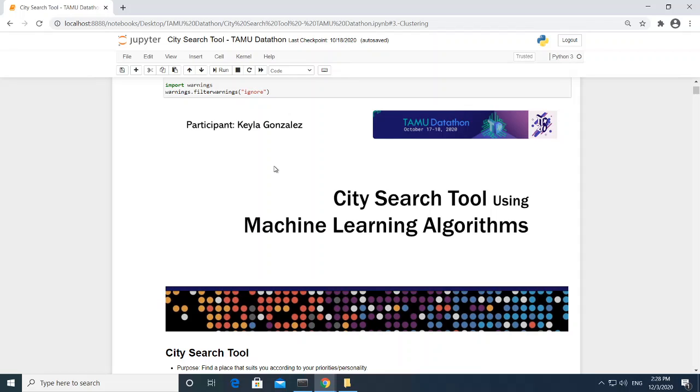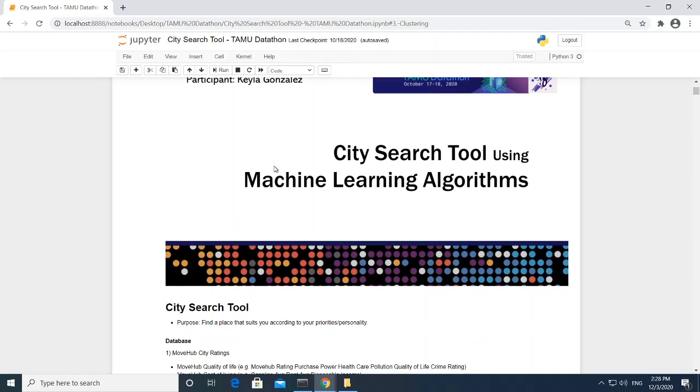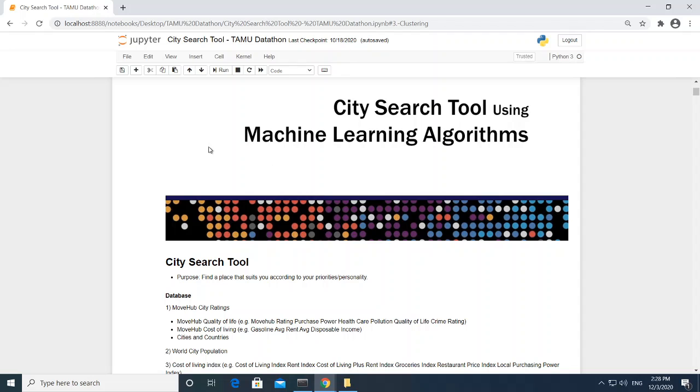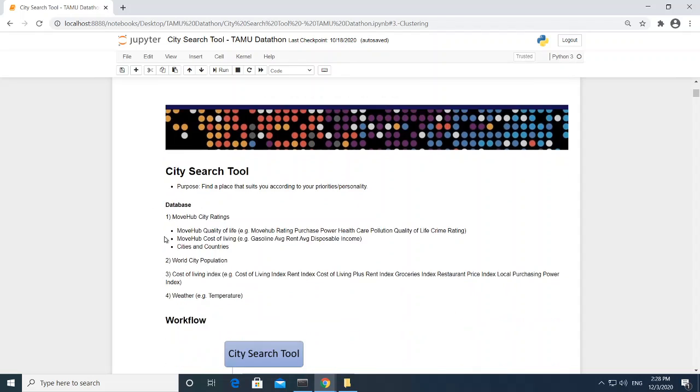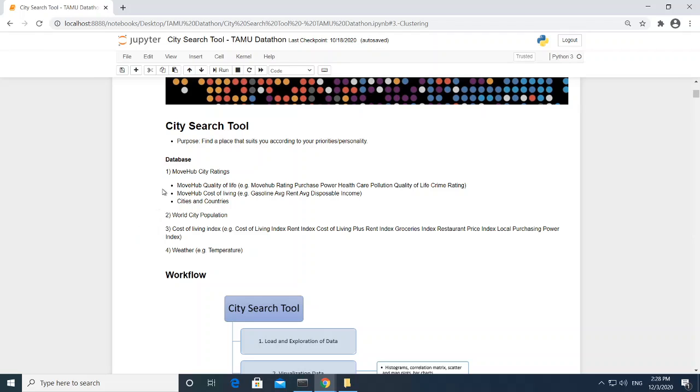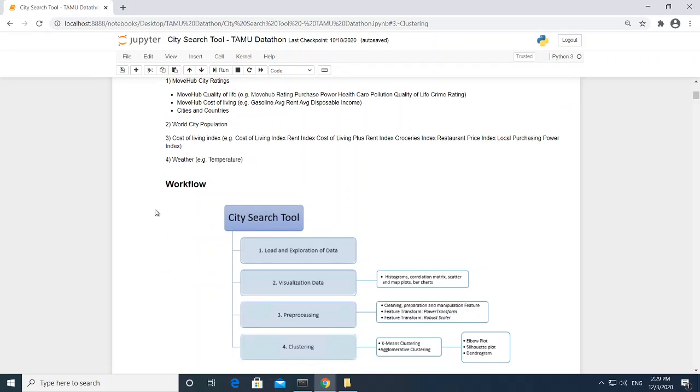So basically, to develop a tool that can help you make a decision in terms of moving to another country or city. For this, we use four main databases: Move Hub City Ratings, World City Population, Cost of Living Index, and Weather. Each one of them provides information related to specific cities.